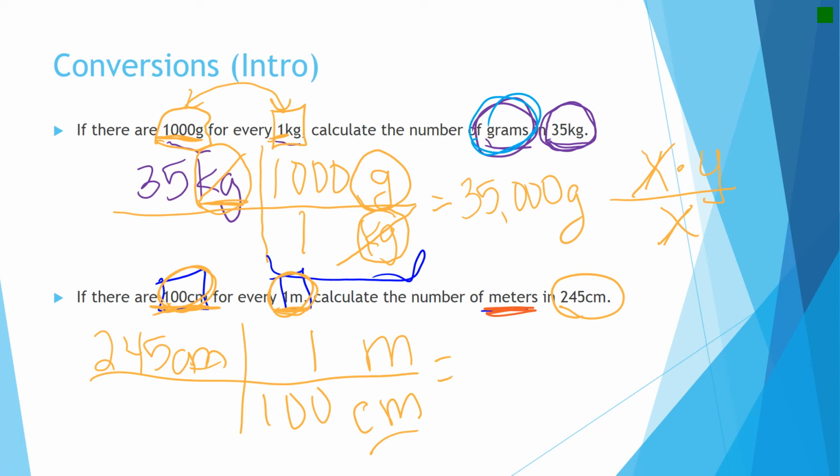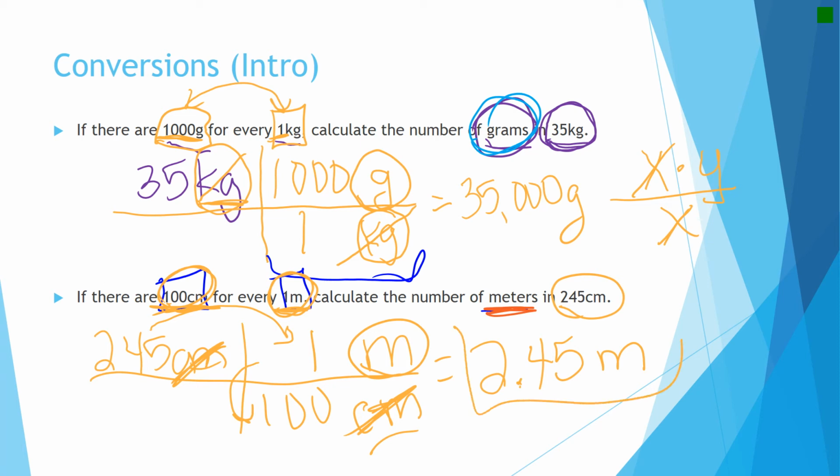Now I'm going to multiply it out and divide. So you multiply 245 times 1, and then divide it by 100. So you get 2.45 meters. How did my units cancel? Centimeters has canceled. Meters does not cancel because there's nothing to cancel with. So what I'm left with is meters. My final answer is 2.45 meters.